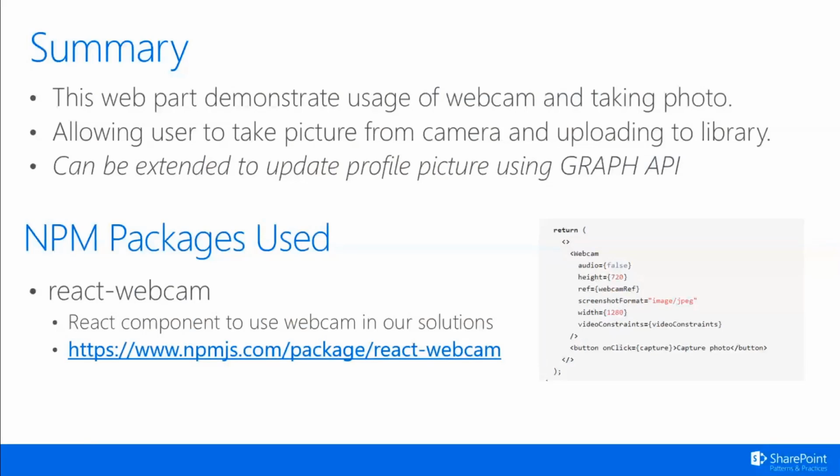So, the summary: the idea behind working on the sample was to see if we can interact with native hardware like the web camera from the SharePoint Framework web part. The requirement was to allow the user to capture a photo dynamically at runtime and maybe upload it to a document library or update the profile picture using Graph API. So this was the idea behind which I started working on this sample.